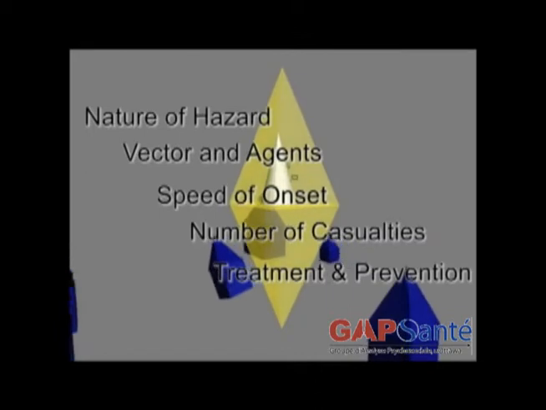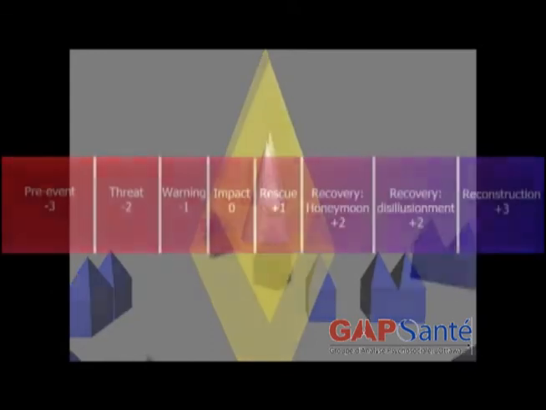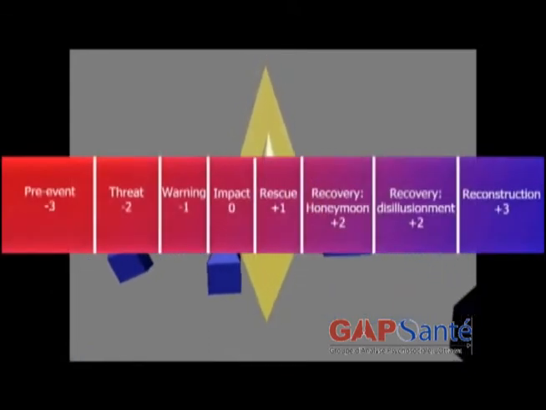Time is represented as a triangle embedded in the situation. It is connected to the situation because it evolves and constantly needs to be reassessed. The event timeline is divided into 8 phases, ranging from -3 to +3. -3, the phase currently being displayed, is the pre-event phase.